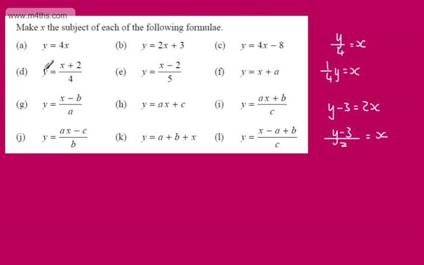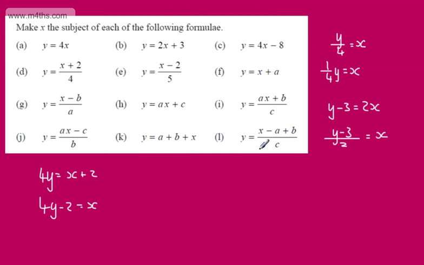Okay, let's look at this one. y is equal to x plus 2 over 4. So we've got x in the numerator. I need to multiply both sides of this formula by the denominator of the fraction. So we'd have 4y is equal to x plus 2. And then all I need to do is subtract the 2 from both sides. So 4y minus 2 is equal to x. If we think about x, it started off, we added 2 and we divided by 4. So I've done the inverse. I've multiplied by 4 and subtracted 2.